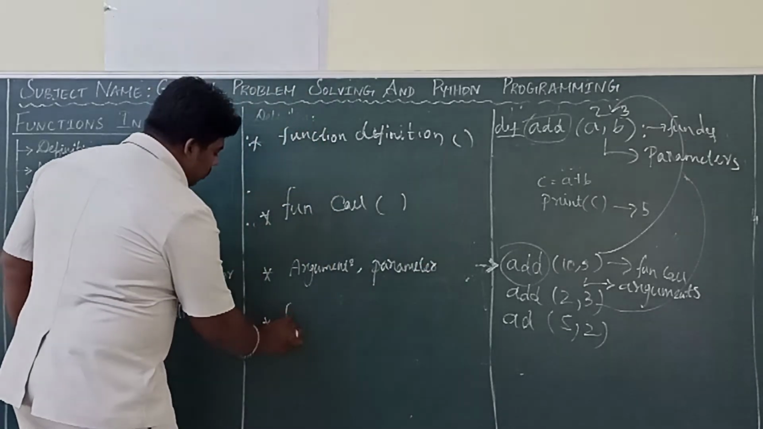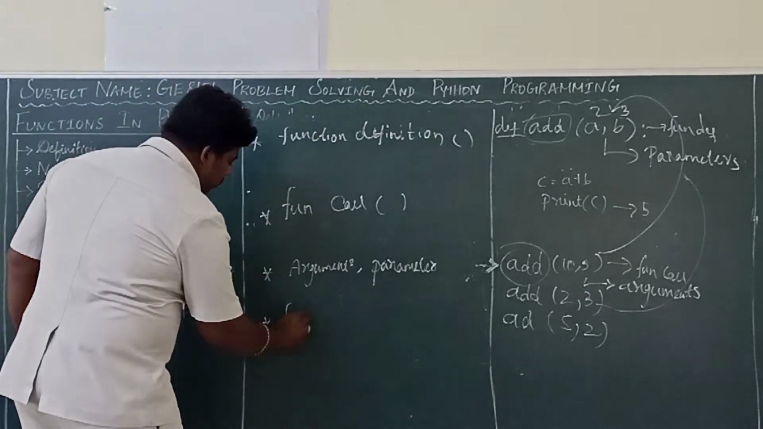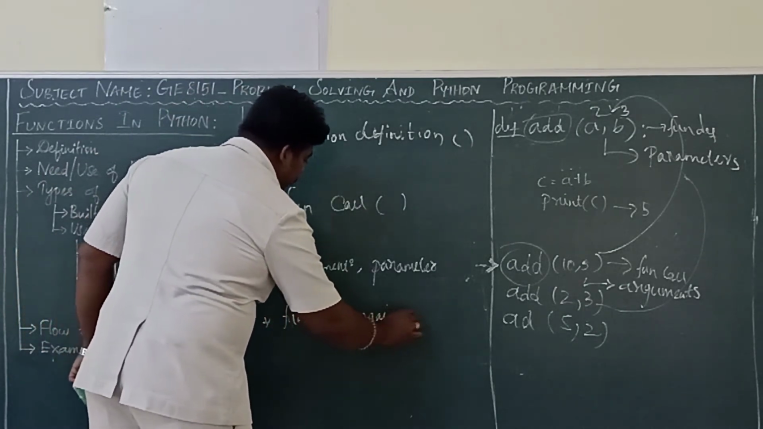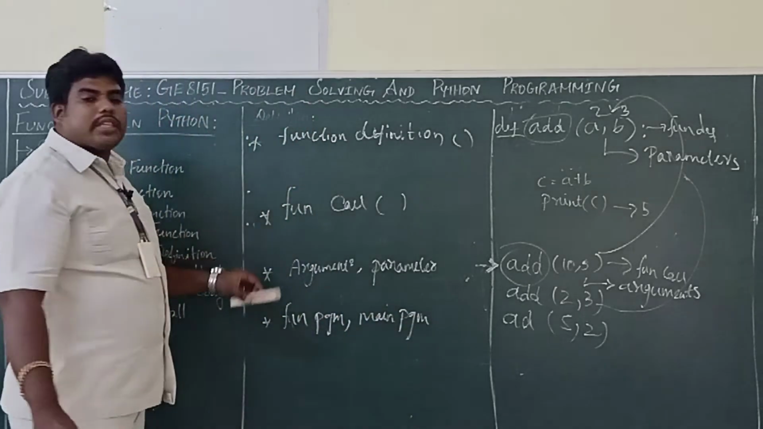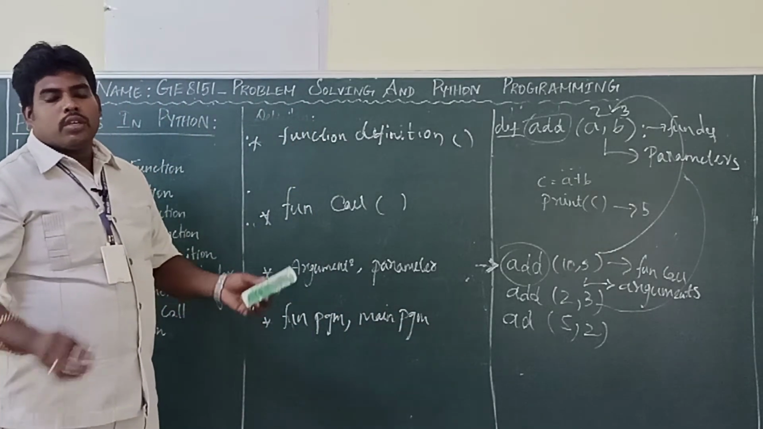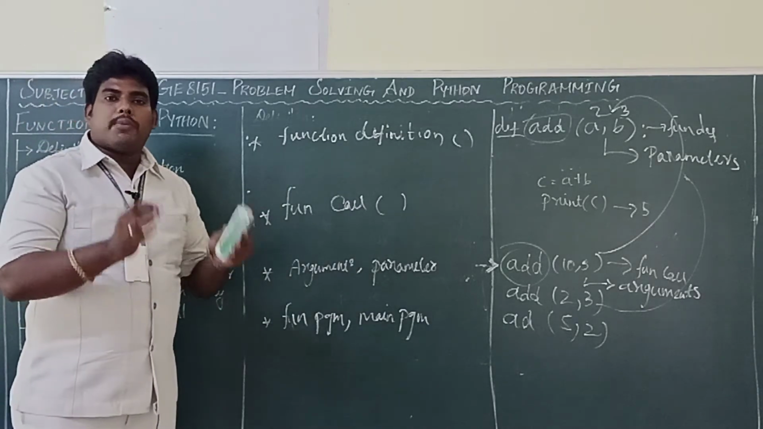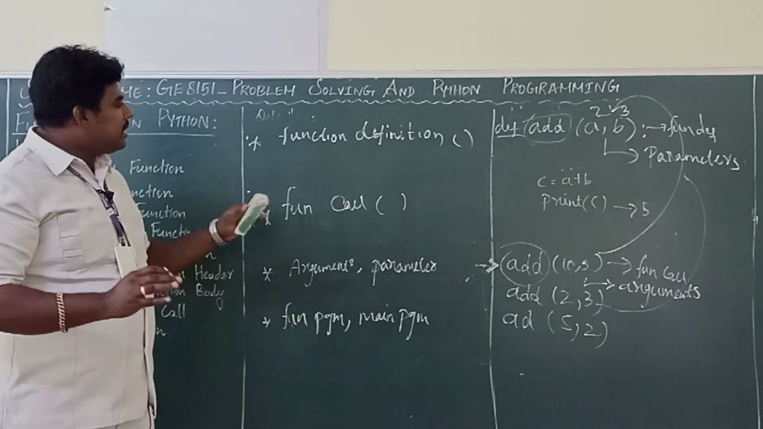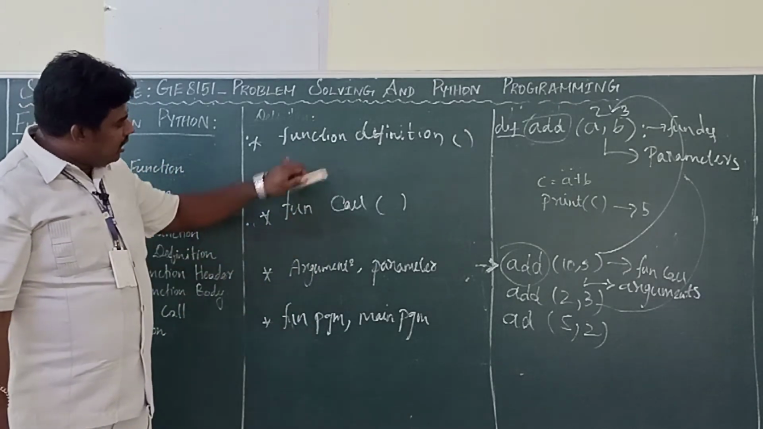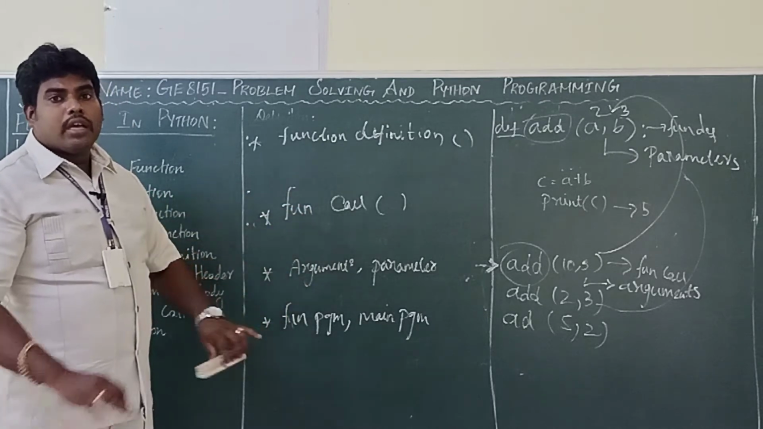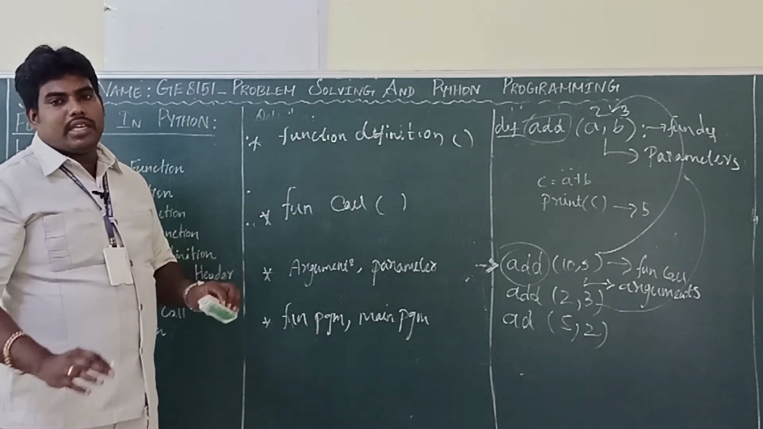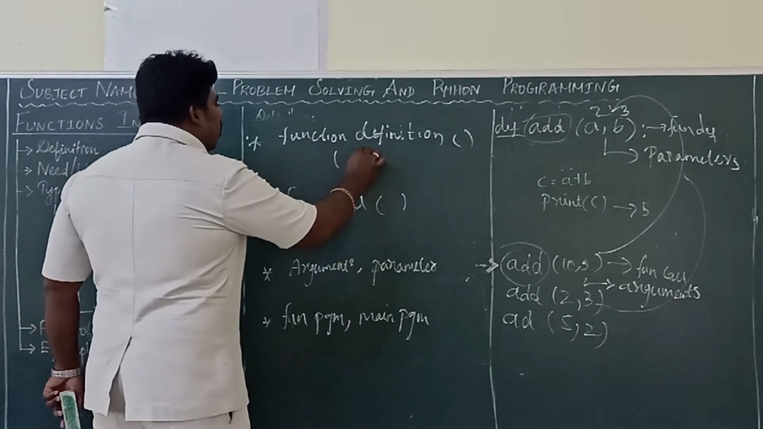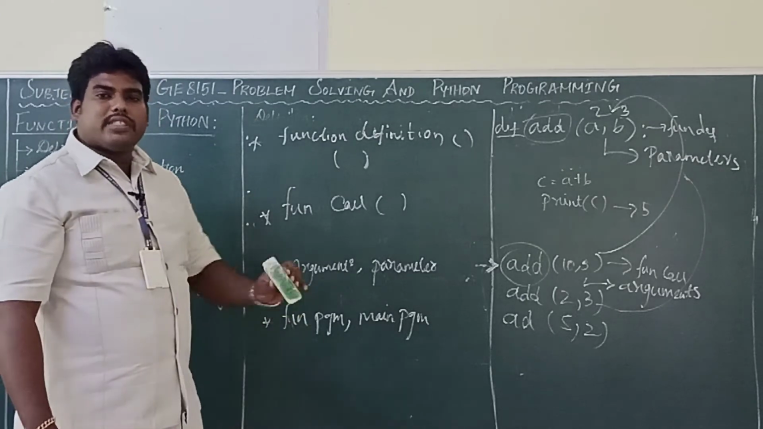Then the function program, and the main program. These four things you have to identify. Once you identify these four things only, you can write the function. Apart from that, you can't write the function. So listen carefully. You have to identify these things so that you can make it clear. Any word, any variable that comes along with open and close brackets, we say it is a function.